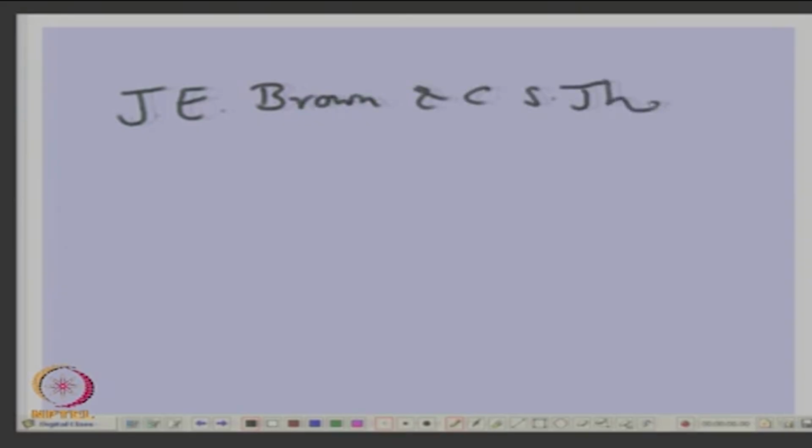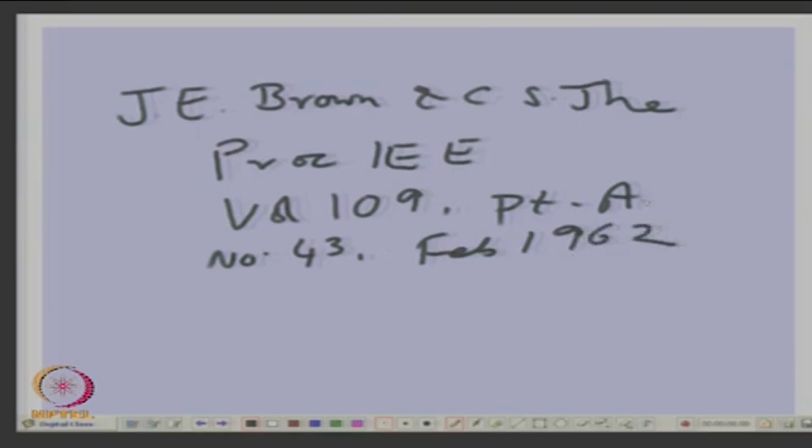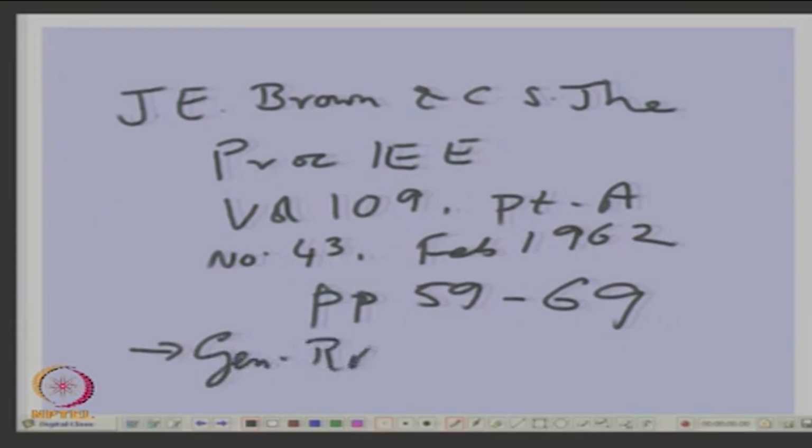For the rotating field theory, the reference is J. E. Brown and C. S. Jha, Proceedings IEEE, volume 109, part A, number 43, February 1962. This is one of the world classical papers, pages 59 to 69. This is the paper where we discussed the generalized rotating field theory.